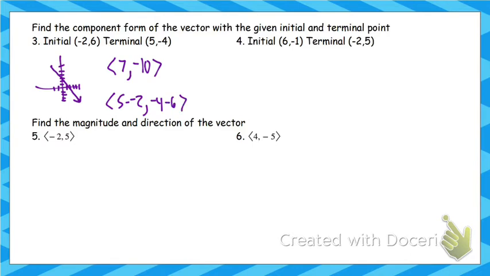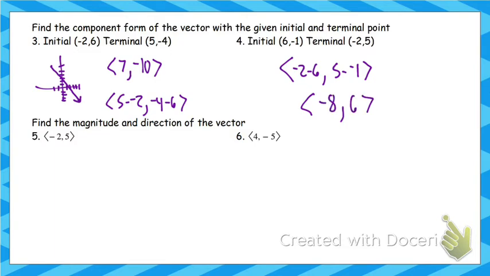All right, same idea in the next one. Either draw the picture or terminal minus initial. So for the x's, negative 2 minus 6. For the y's, 5 minus negative 1. Again, if you want to check your answer with a picture, or if you just want to draw it out, you are welcome to do that. That might make it a little bit easier. So negative 2 minus 6 is going to be negative 8. 5 minus negative 1 would be 6.